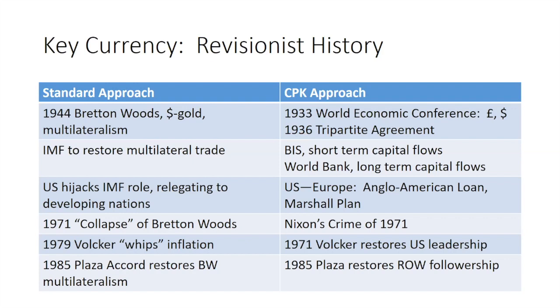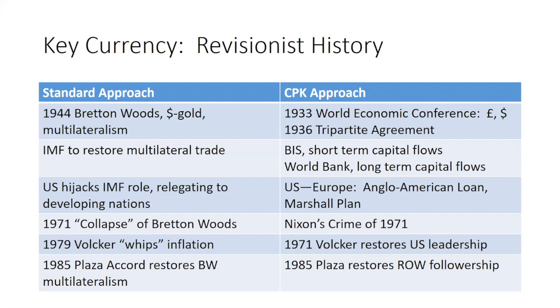operating with developing nations. So often 1971 is referred to as the collapse of Bretton Woods because of its internal contradictions, like Triffin maybe pointed out. And in 1979, Volcker is given credit for whipping domestic US inflation. That's his role. And the Plaza Accord maybe restores Bretton Woods multilateralism. This is a sort of standard story; economic historians tell stories like this too.